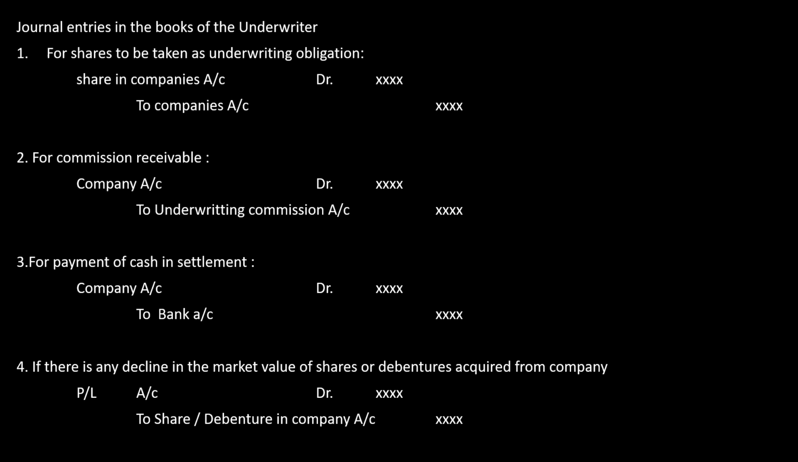Then, the last entry. The shares taken by the underwriter will finally be sold in the market, and for that they pass an entry. If it is sold at a profit, it is Profit and Loss Account debit to Shares or Debentures, the money for the transfer, that is any profit or loss. If it is a loss, it will be debited; if it is a profit, it will be credited. That's it. Thank you.